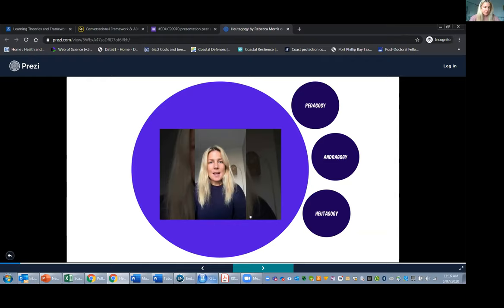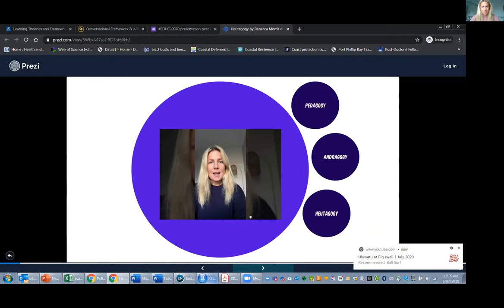So the students are more self-directed, but the teacher still sets the task. And so I think, based on my experiences, it's likely that most higher education teaching actually fits across these first two parts of the continuum.